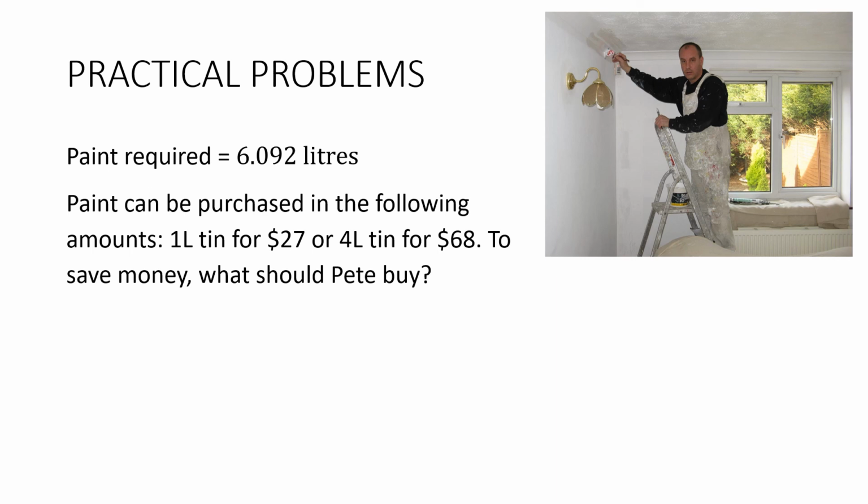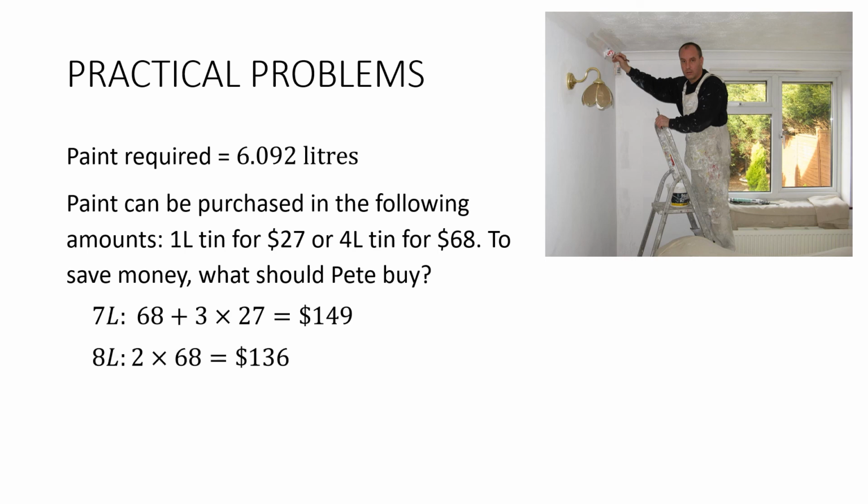Paint can be purchased in the following amounts: a 1 litre tin for $27 or a 4 litre tin for $68. To save money, what should Pete buy? Now the problem that Pete has is that he needs slightly over 6 litres, which means that he's going to have to buy 7 litres minimum. If he buys a 4 litre tin and 3 1 litre tins, then he's going to pay $149. But if he buys 2 4 litre tins, he only pays $136. So he should buy 2 4 litre tins.